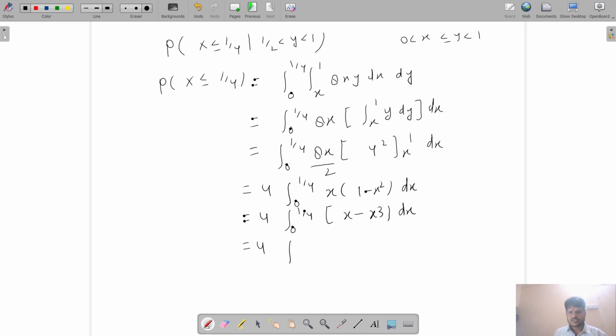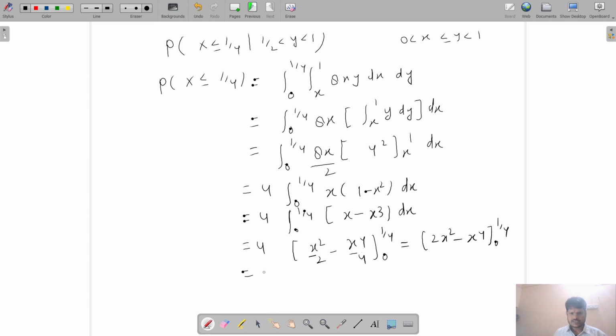Now 4 times the integration from 0 to 1 upon 4. Just integrate: x means x square upon 2, minus x cube means x raised to power 4 upon 4, right? Limit 0 to 1 upon 4. Now you can take 4 common here. You can write 2x square minus x raised to power 4, right? Limit 0 to 1 upon 4.